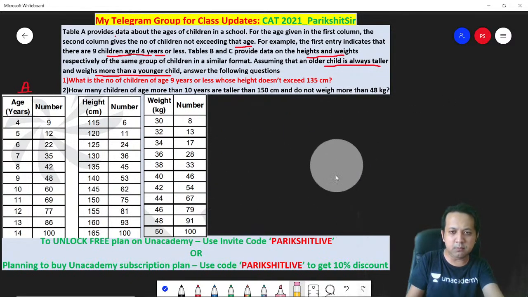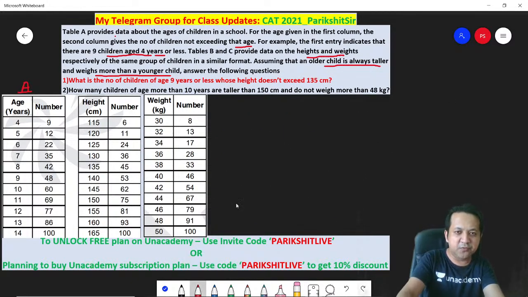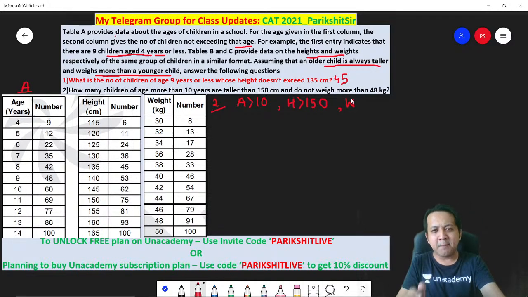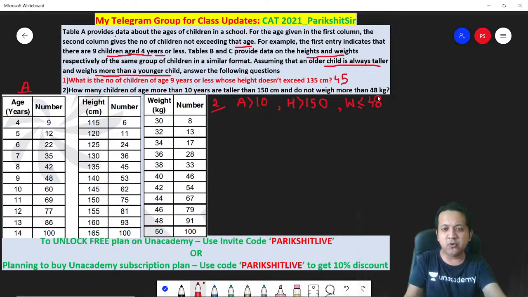Okay. Number 2. Let's have a look. So first one, I'll write down the answer 45. Number 2. How many children of age more than 10 years, so let's write down age is greater than 10, are taller than 150 centimeter, height is greater than 150, and weight is not more. Remember, not more. So when they say not more, basically they are saying maximum, right? So what is the maximum weight? 48. So can I say less than equal to 48? Less than equal to 48, right?